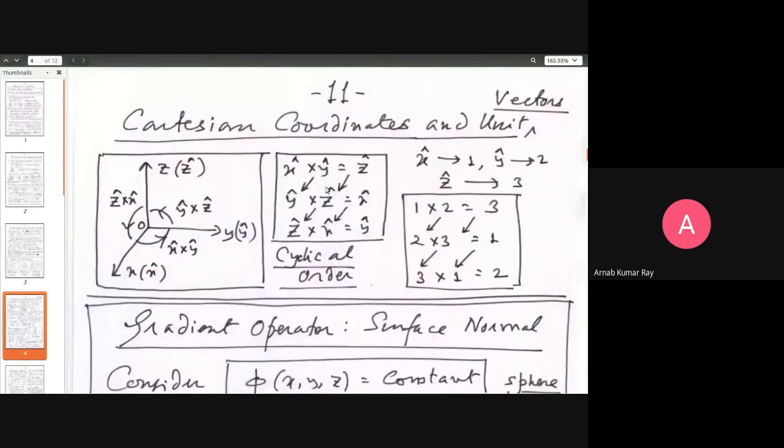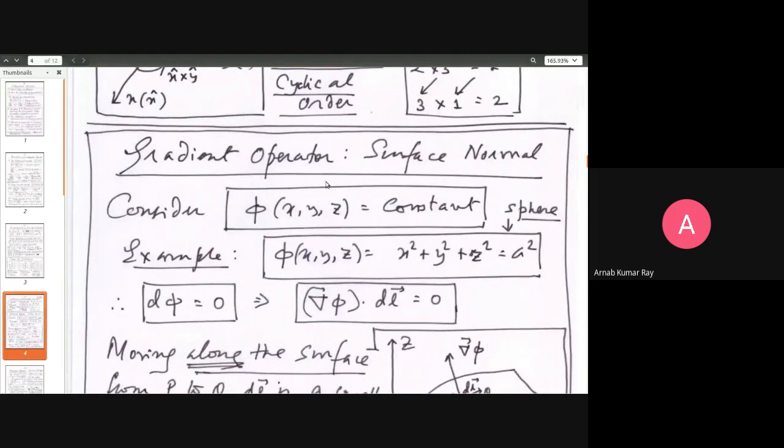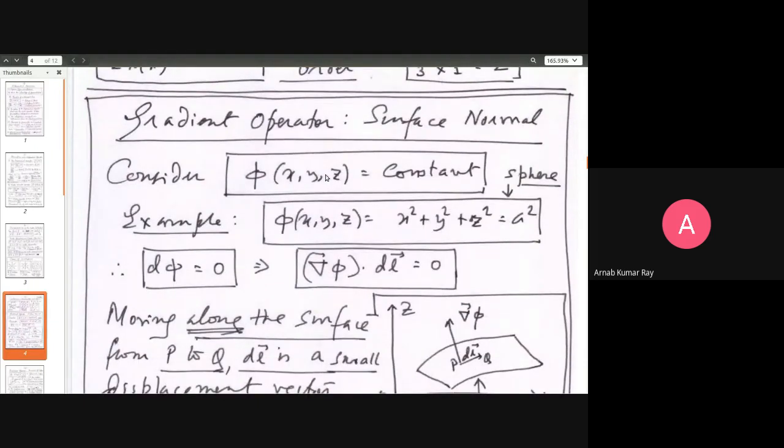Okay, there is something I would like to now add to our understanding discussed for the gradient operator, namely that of surface normal. Today we have a tutorial. We shall discuss a problem of this type. Let us try to understand the surface normal for a gradient operator. Suppose you have been given a function phi, which depends on 3 coordinates, x, y, z, and you have been told that the function phi is a constant. Function phi is a constant, but it depends on 3 coordinates.